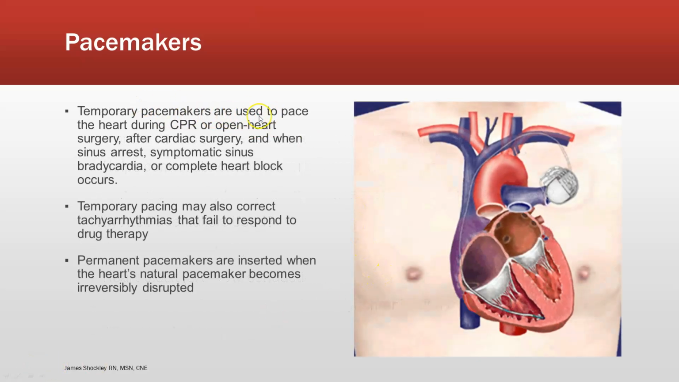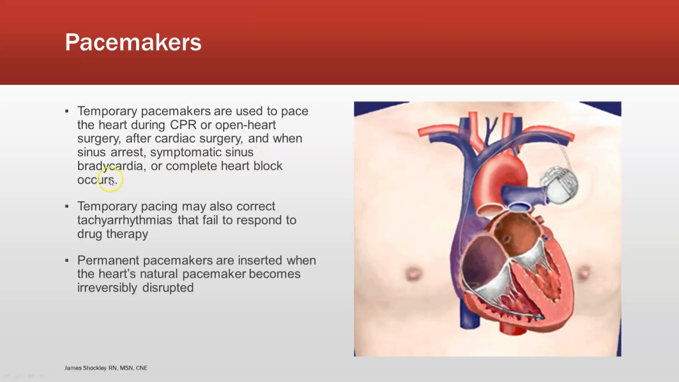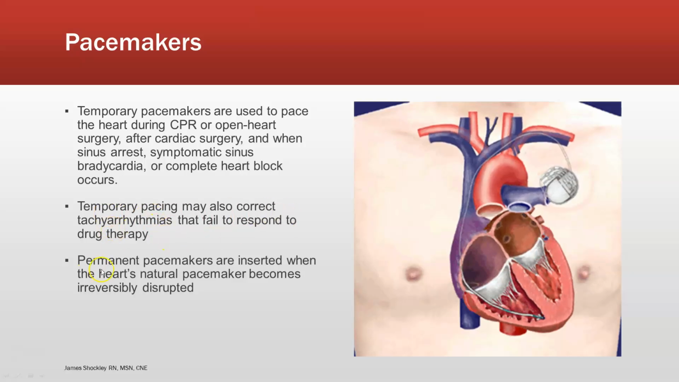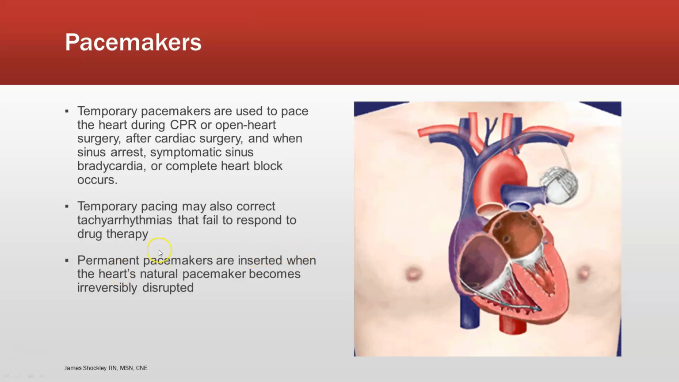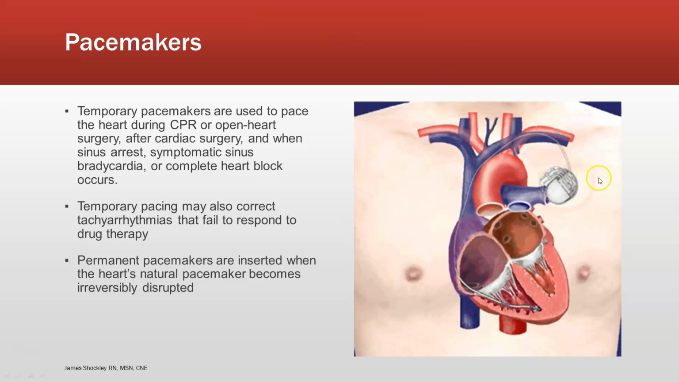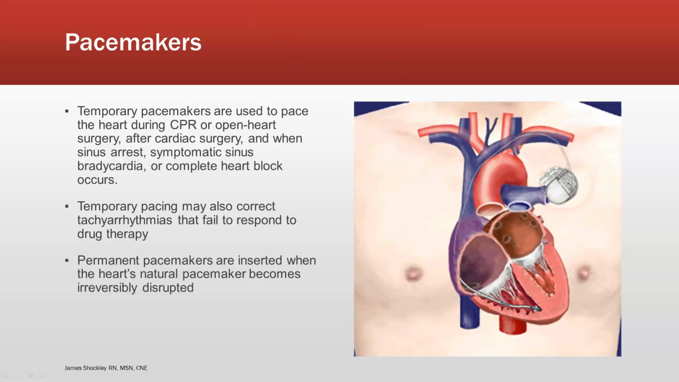So temporary pacemakers are used to pace the heart during CPR or open heart surgeries, when you have a sinus arrest, symptomatic sinus bradycardias, heart blocks. They can also help correct tachyarrhythmias. And permanent pacemakers are inserted when the heart's natural pacemaker becomes irreversibly disrupted. And in the image, you can see that this client is being ventricularly paced. So I see the implanted pacemaker over here.